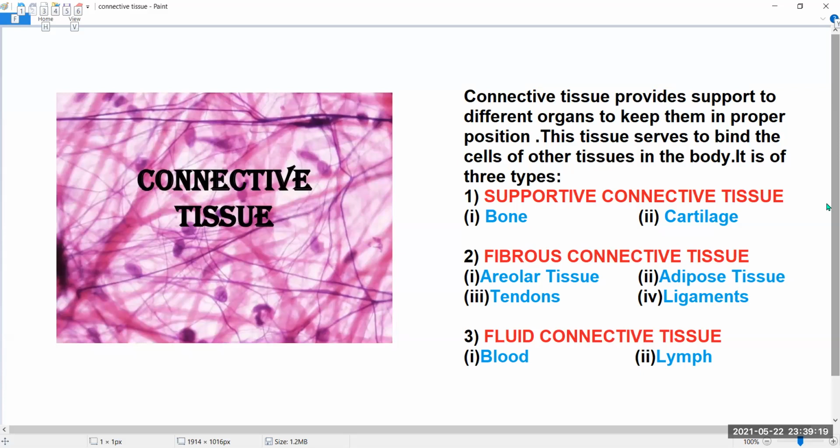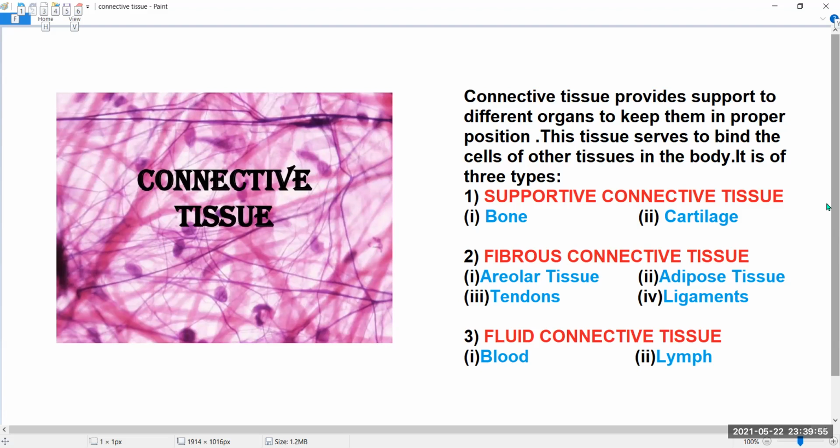Connective tissue provides support to different organs to keep them in proper position. This tissue serves to bind the cells of other tissues in the body. It is of three types. Number one, supportive connective tissue. Number two, fibrous connective tissue. And number three, fluid connective tissue.